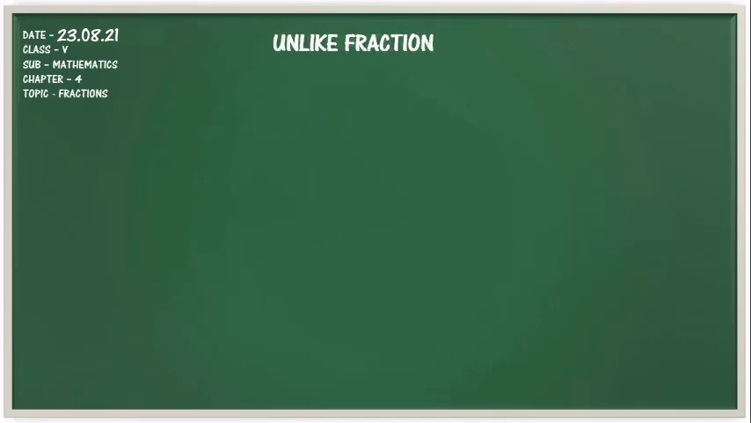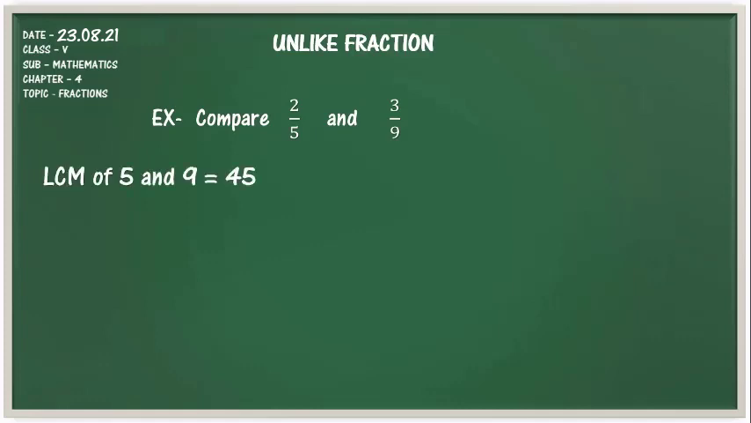For unlike fractions, let's compare these two fractions. Compare 2 by 5 and 3 by 9. First, we need to take out the LCM of the denominators. So the LCM of 5 and 9 is 45.